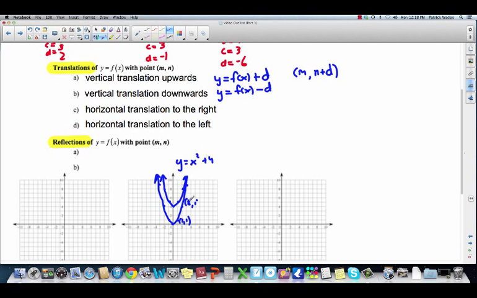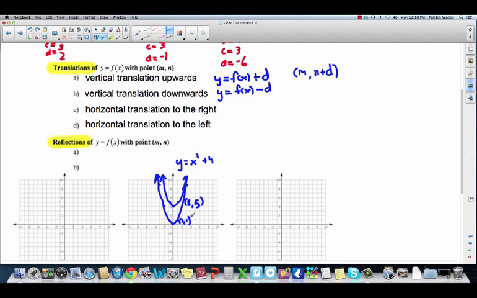Sorry, it moved to 1, 5. Do you see that the x value stayed exactly the same? So if originally we had an x value of 1, it stayed at 1. If originally we had an x value of 0, it stayed at 0. If originally we had an x value of m, it stayed at m. But the y value, what happened to it?